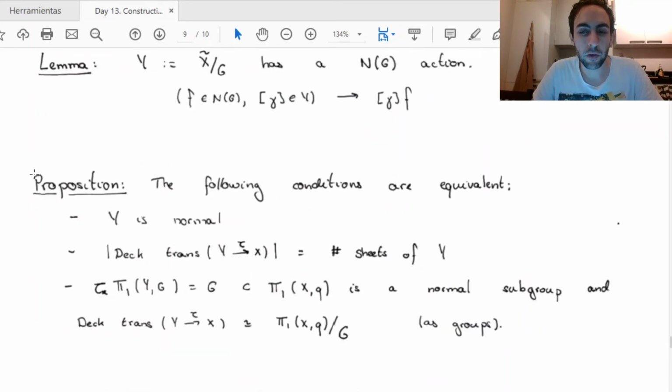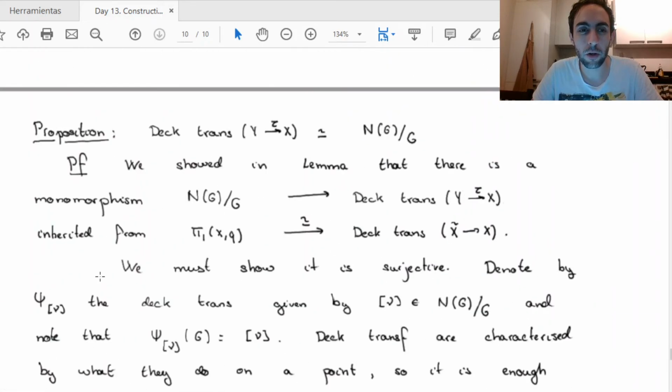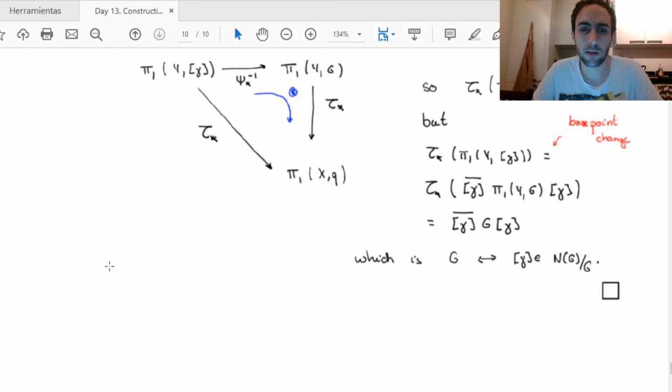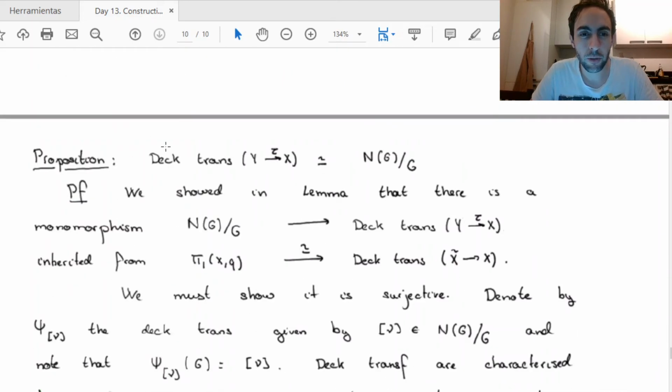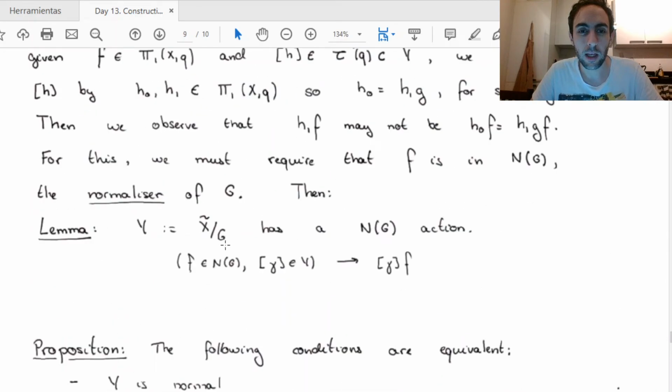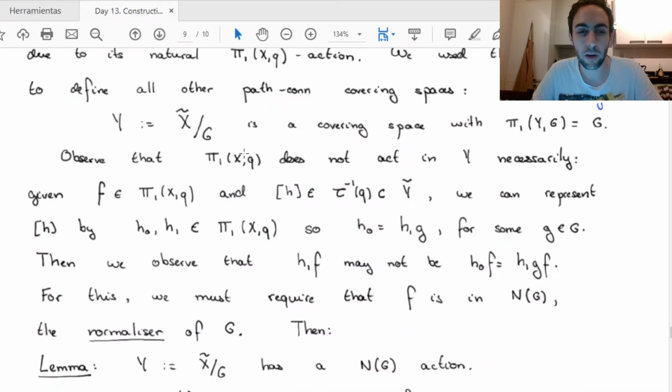Instead of giving you a proof of this proposition, let me give you a more general proposition, and then I think that's the end of today. The more general proposition says the following: the deck transformations of the covering space Y we just defined is isomorphic to the normalizer of G over G. And what our lemma above proved is that there's a map from the normalizer to the deck transformations, right? Because we showed that even though we could not define an action of pi 1 on Y, we could define an action of the normalizer.